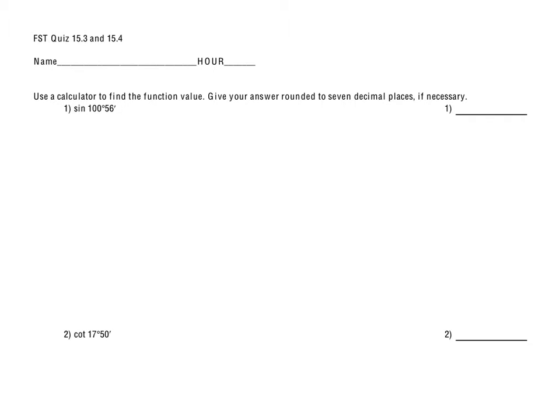So we'll go through the quiz questions for the 15.3 and 15.4 quiz. For number 1, using the calculator to find the sine of 100 degrees 56 minutes, rounded to 7 decimal places. So not much of a trick to this one. You just have to make sure that you, again, type in the degrees and minutes and that your calculator is in degree mode. When you do that for the sine of 100 degrees 56 minutes, you'll find that it's 0.9818, and then the next number is a 5 with a 3 after that, so there we have it, to 7 decimal places.